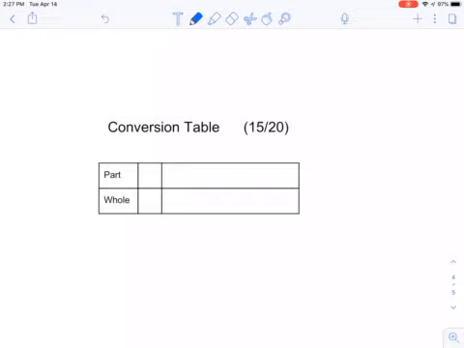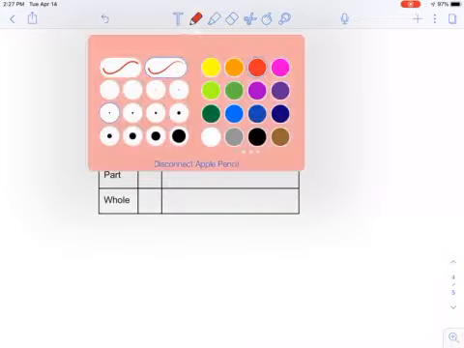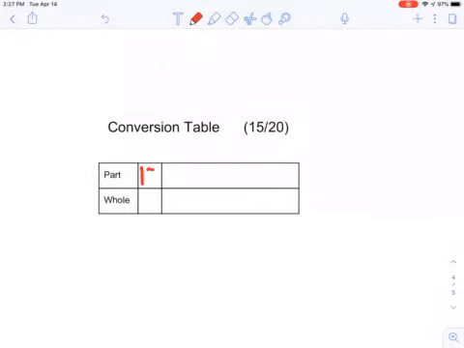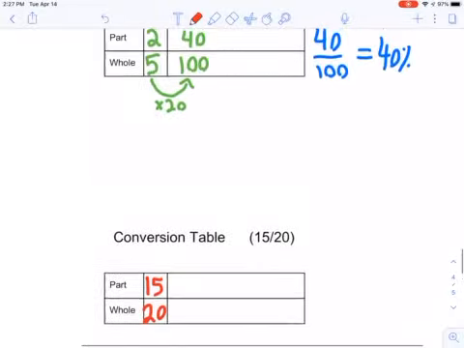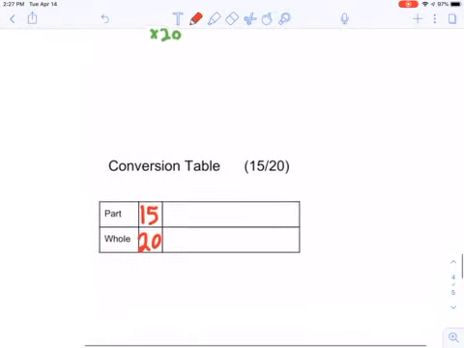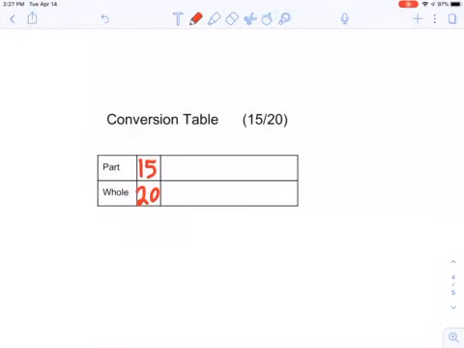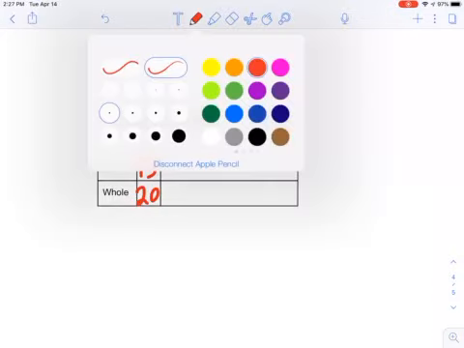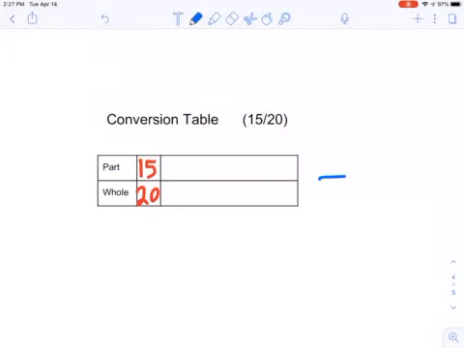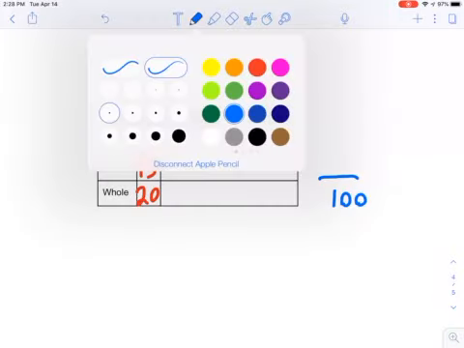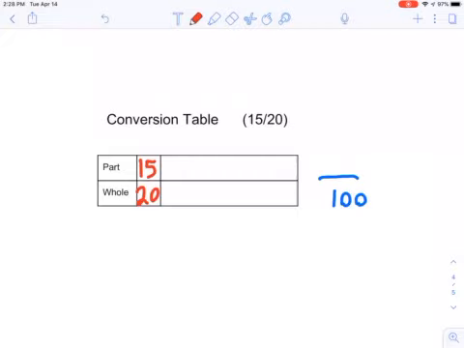Now this situation gives us 15 out of 20. So this test was a 20-question test instead of the 5-question test we had previously. Now, are we at a fraction out of 100? No, we are not. Remember, in order to figure out that percent, we must get to 100. So how do I get from 20 all the way to 100?